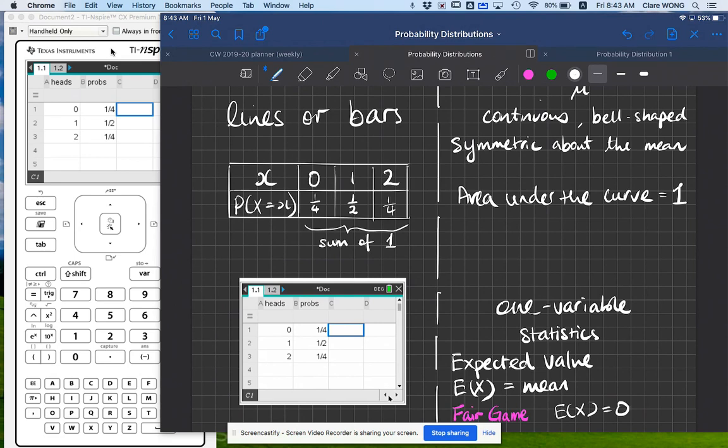And this would be useful when we do questions which ask you, well, how do you determine whether this game is fair or not? Then you need to make use of this property.